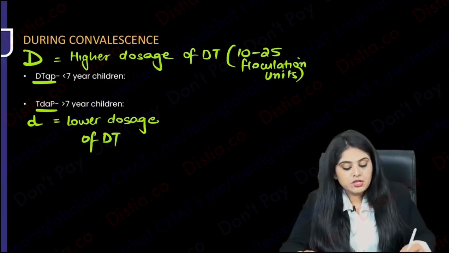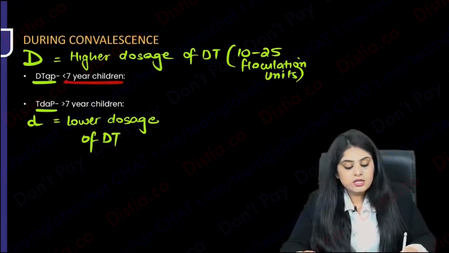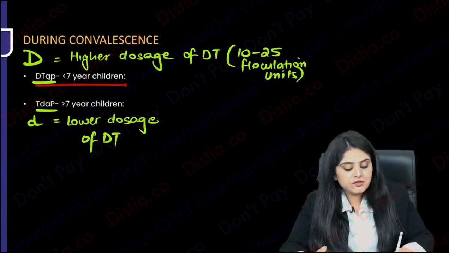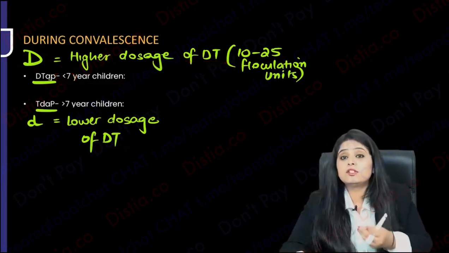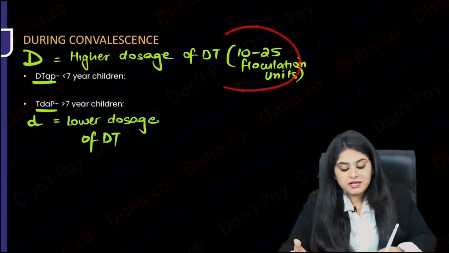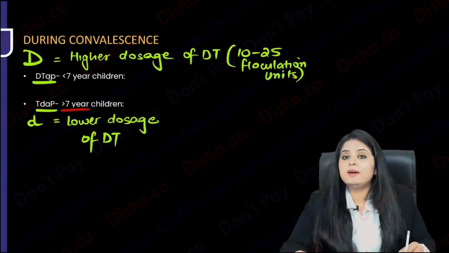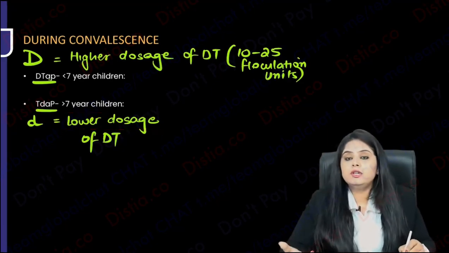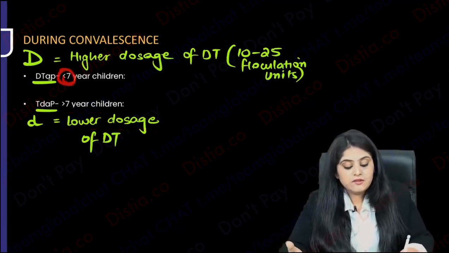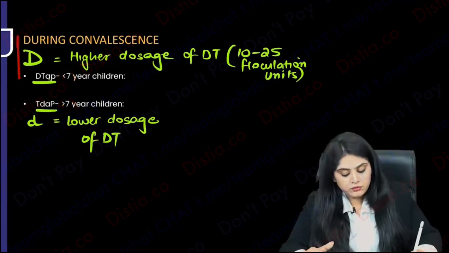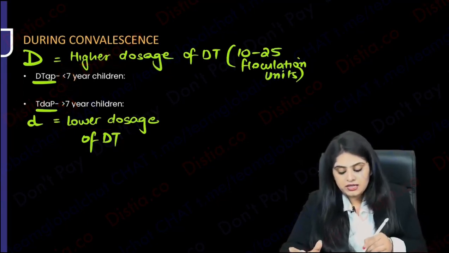So remember, for children less than 7 years of age, not only in convalescence, even when you're considering vaccination, you will give the capital D, because at less than 7 years of age you want to start the immune response. You want to activate the immune response by giving a higher dosage. Whereas in an older child above 7, you just want to boost the immunity, so for boosting you give a lower dosage. Repeating: in a younger child, you give a higher dose, and in an older child, you give a lower dose. That is what you follow.